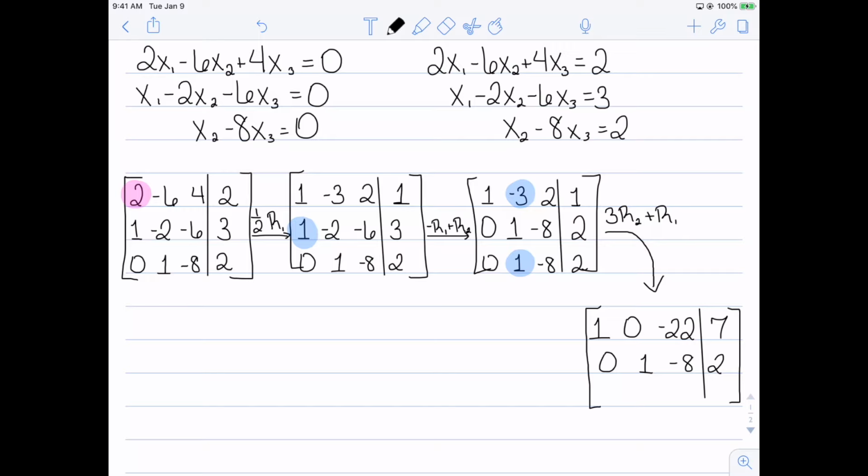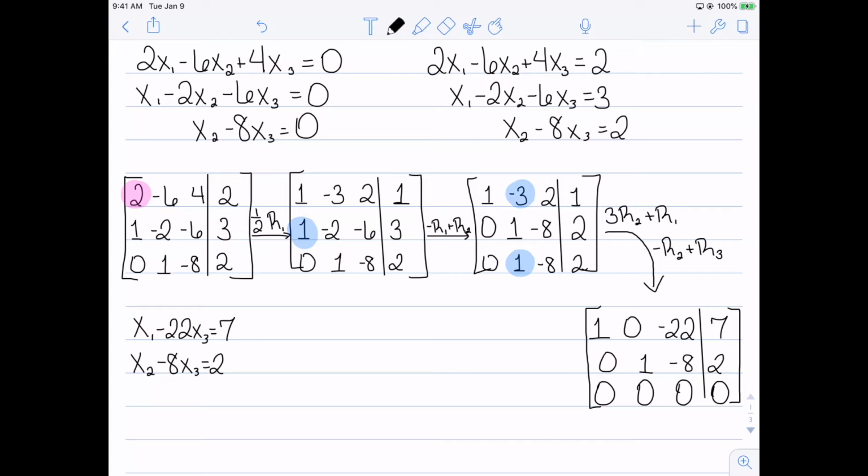For the third row, I currently have a 1 where I want a 0. So I'm going to do negative row 2 plus row 3. 0 plus 0 is 0. Negative 1 plus 1 is 0. Negative 8 is 8, minus 8 is 0. And then negative 2 plus 2 is 0. Now that we've done that, we have solved this system of equations, and we can start by writing down the equations that this matrix gives us to figure out the solution set.